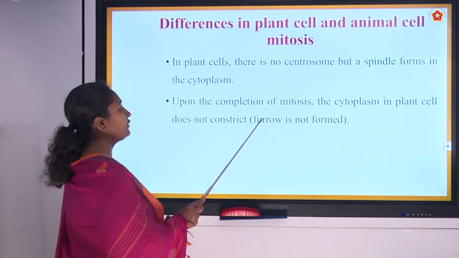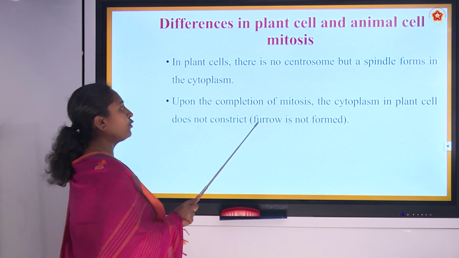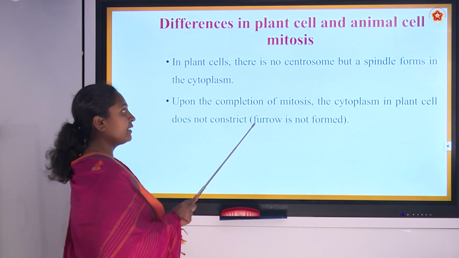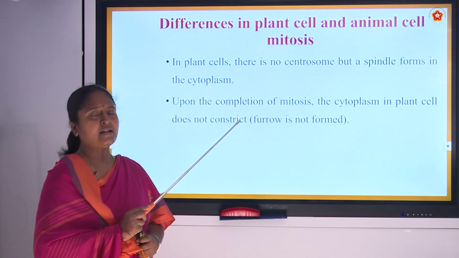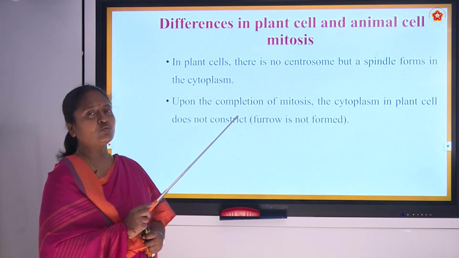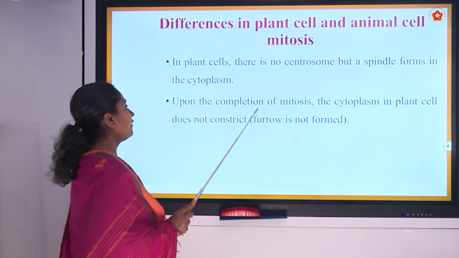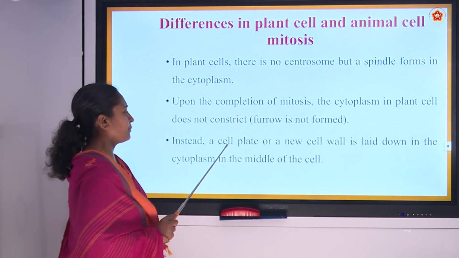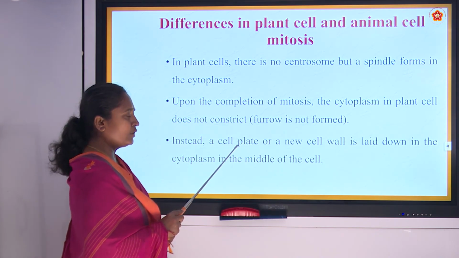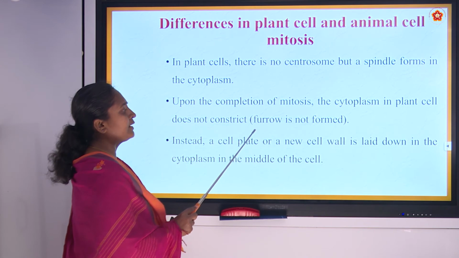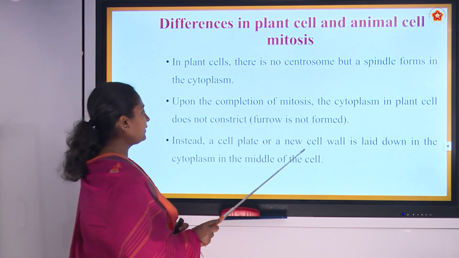It is a furrow which forms in the animal cell, as we have seen. This kind of furrow cannot form in the plant cell. Why? In the plant cell, a rigid cell wall is present around it, so it won't allow the cell to do this furrow formation or cleavage process. Instead, plant cells will form a cell plate. This cell plate is newly formed and is exactly similar to the cell wall constituent.